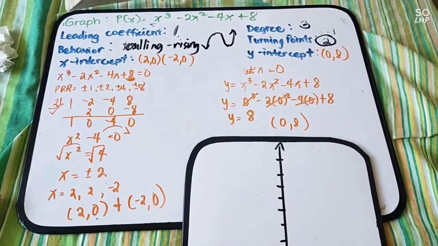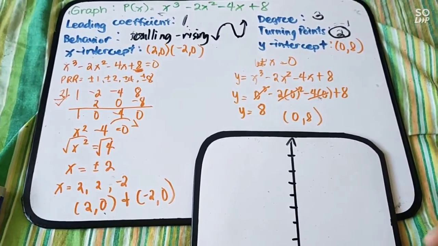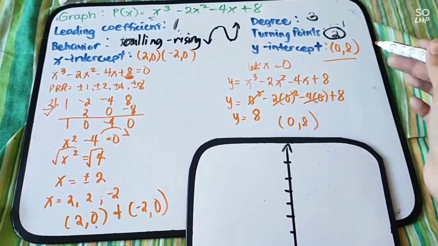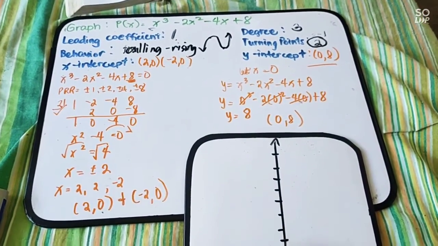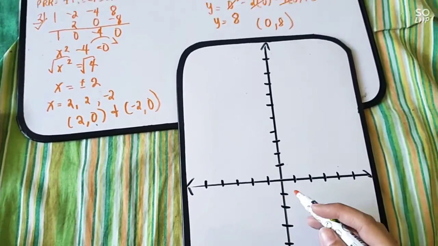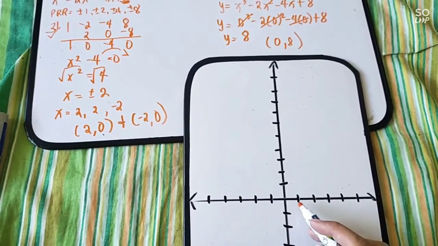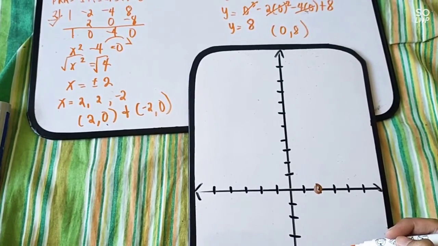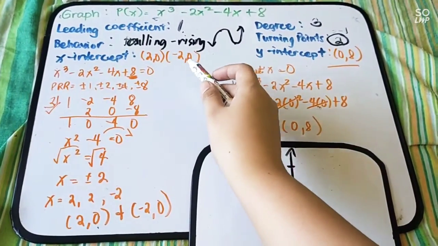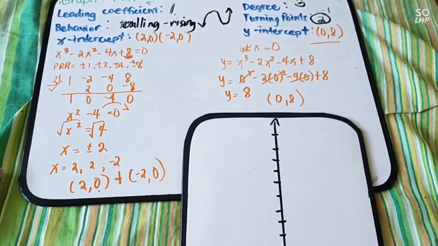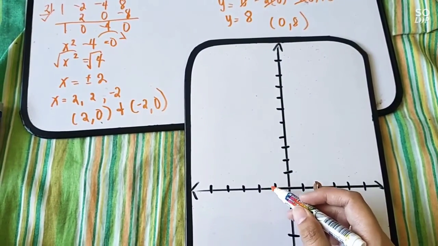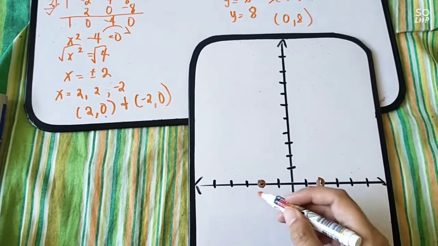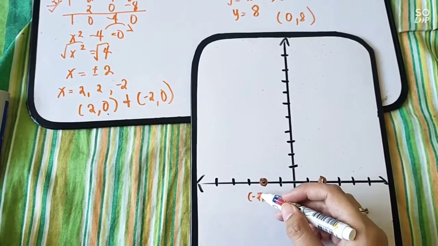We are going to plot the points. Okay? Plot the points of the x-intercept, ito, at saka plot the points of the y-intercept. Okay, let us plot 2 and 0. So, ito, since 2 and 0 positive, we have 1, 2. So, this is 2 and 0. Next tayo, we have here negative 2 and 0. Plot ulit natin. So, we have 1, 2, negative 2 and 0. Ito yung 2 and 0. Then, this one is negative 2 and 0.